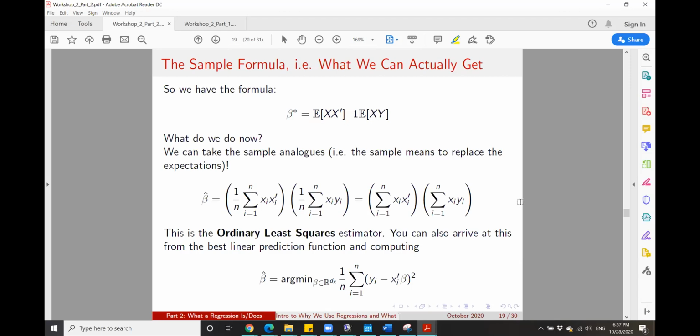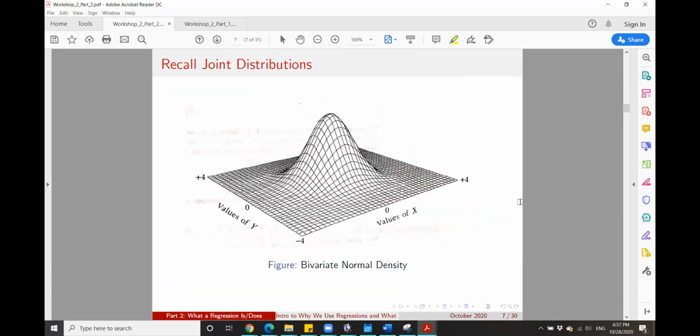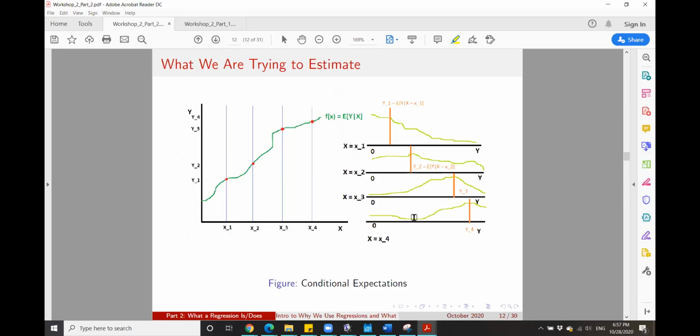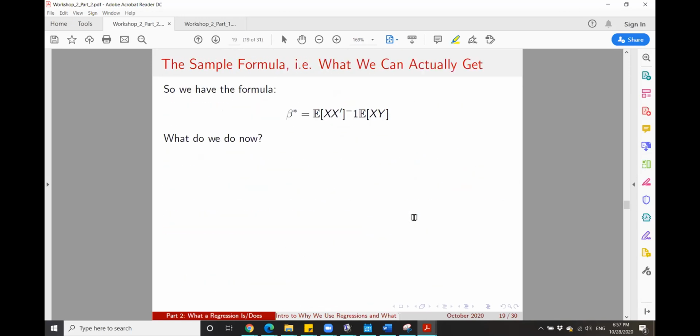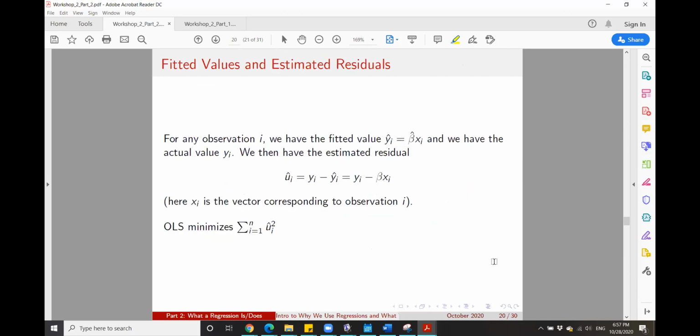You can also arrive at this because if you begin with the best linear prediction function, which was way back over here, you can also start by taking the sample mean there, and you get this formula, which you'll find is the same beta hat. So this is in essence an estimator of beta star, which is your approximation to the function that you actually care about.